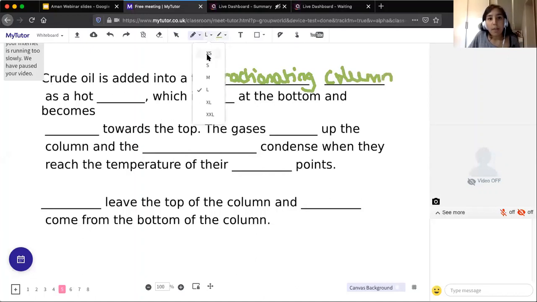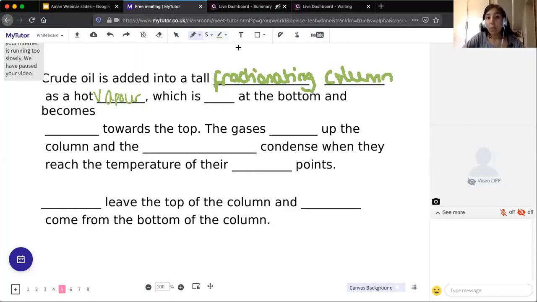Okay. The next part says crude oil is added into a tall fractionating column as a hot what? So what state do you think crude oil is added in as? Good, it's added in as a gas. So the specific word we use is vapor, and the reason we say vapor is that it might not all be a gas.